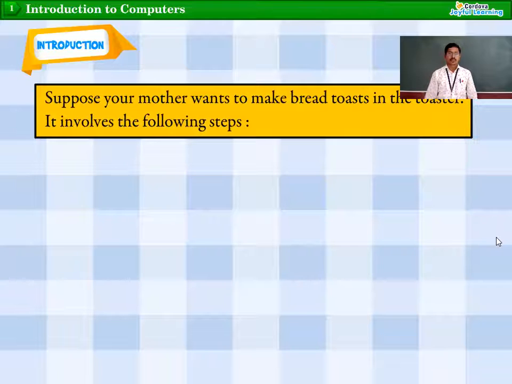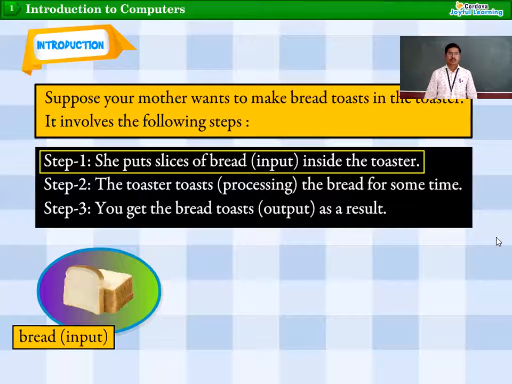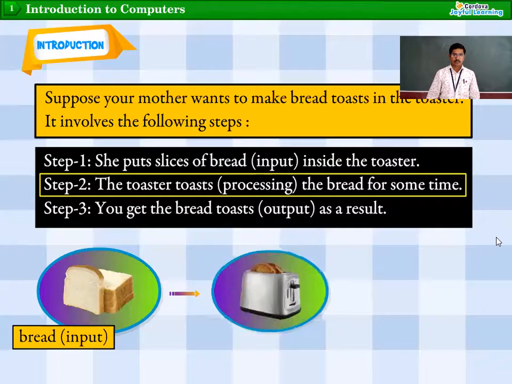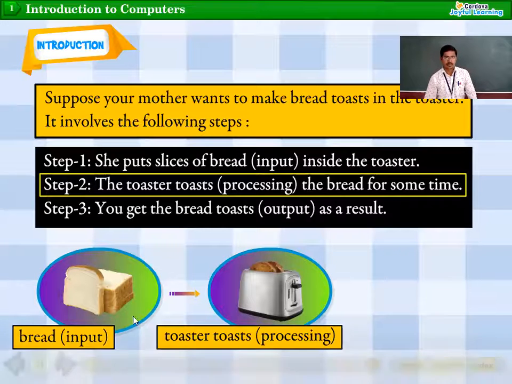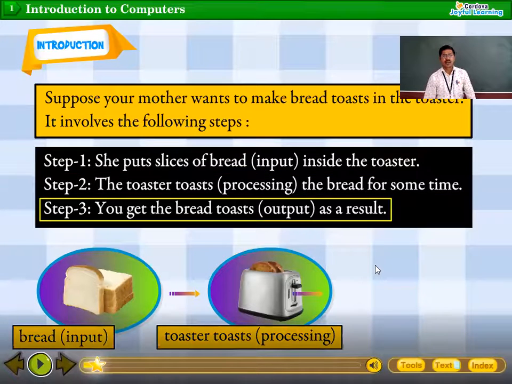Suppose your mother wants to make bread toasts in the toaster. It involves the following steps. Step 1. She puts bread inside the toaster. Input. Step 2, the toaster toasts, that is processing the bread for some time. Now step number 3, you get the bread toast, that is output as a result.